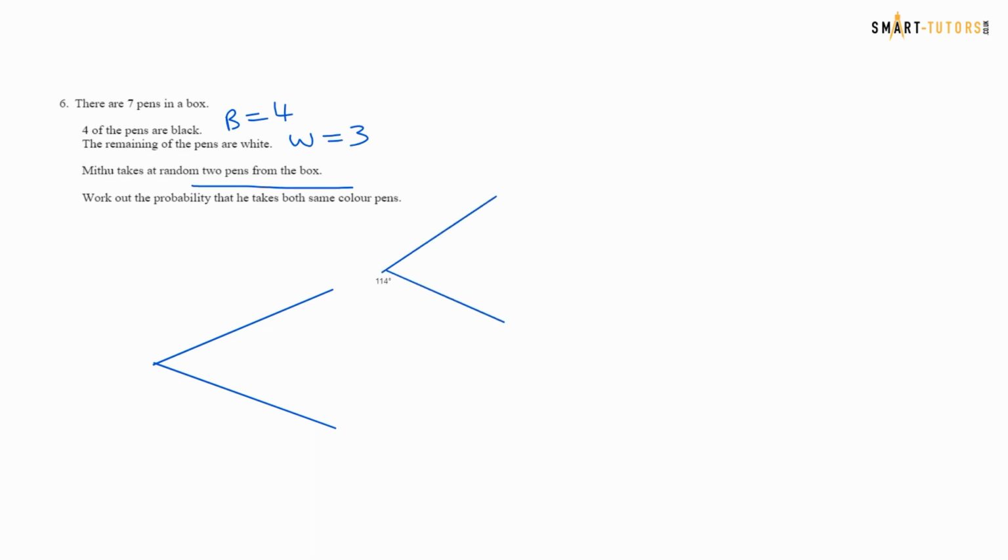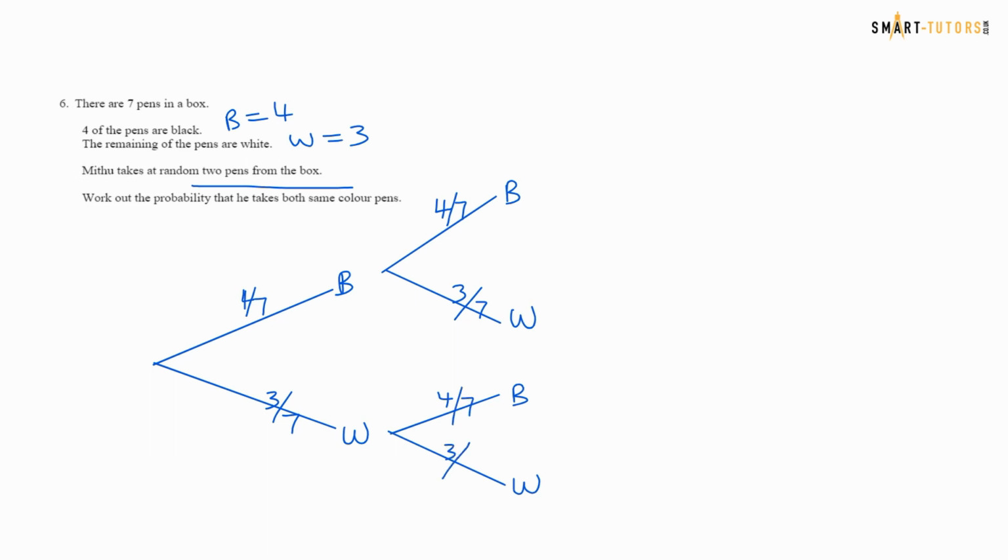Draw the diagram with 2 branches, because black or white. This is black, this is white, and this is black, and this is white, and this is black, and this is white. So 4 out of 7, this is 3 out of 7, this is 4 out of 7, this is 3 out of 7, this is 4 out of 7, and this is 3 out of 7. It is wrong. The way I am doing it is wrong.